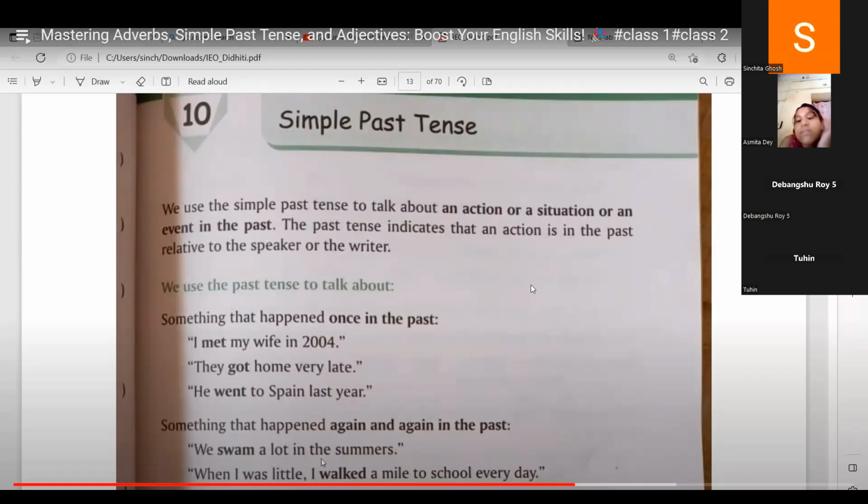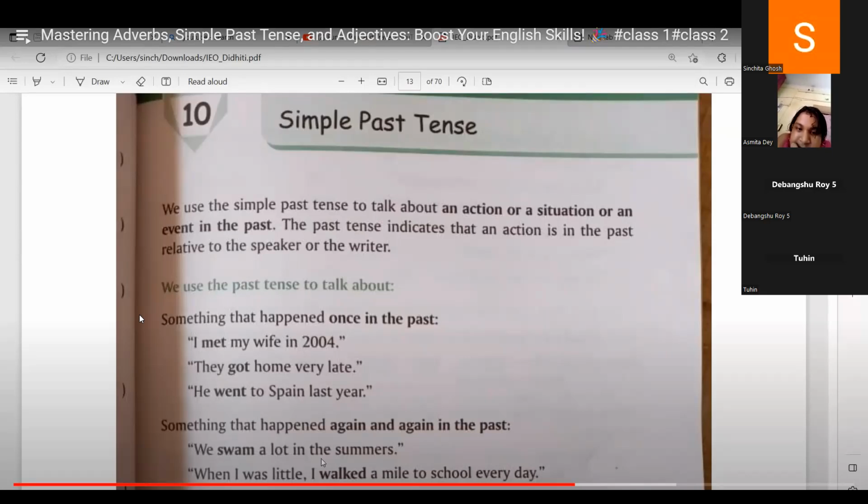Okay. Tuhin, can you read the examples, beta? Yes, ma'am. I met my wife in 2004. They got home very late. Read from here, beta. We use the past tense to talk about something that happened once in the past. I met my wife in 2004. They got home very late. He went to Spain last year.